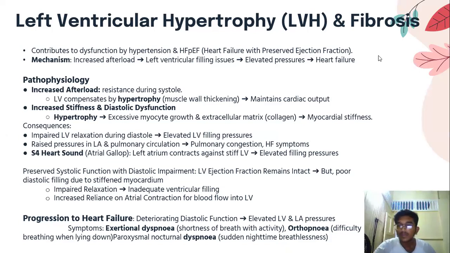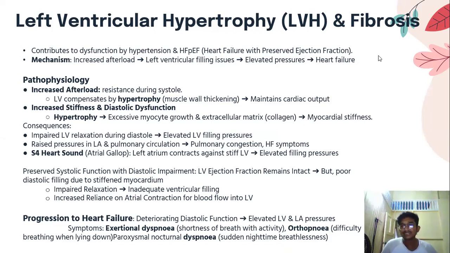So afterload refers to the resistance that the left ventricle must overcome to eject blood during systole. The left ventricle compensates for this heightened afterload by undergoing hypertrophy, which is thickening of the muscle wall, and this adaptation helps to maintain cardiac output despite increased workload.